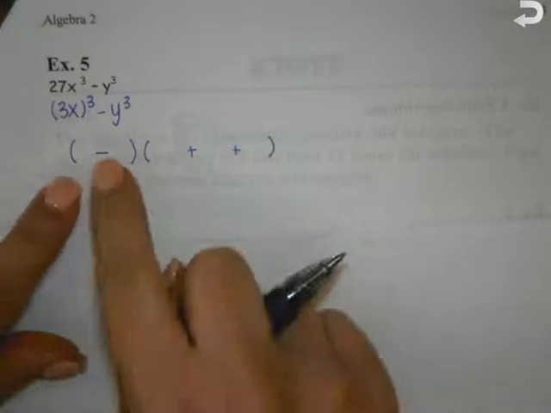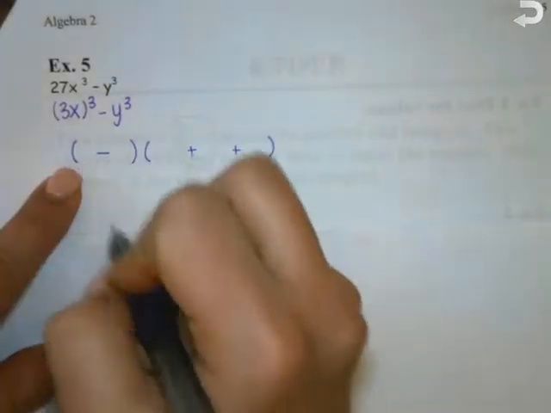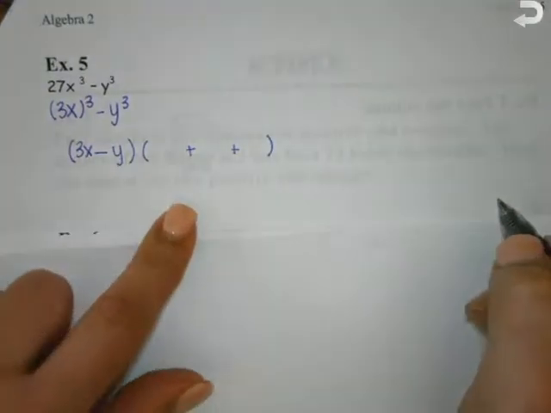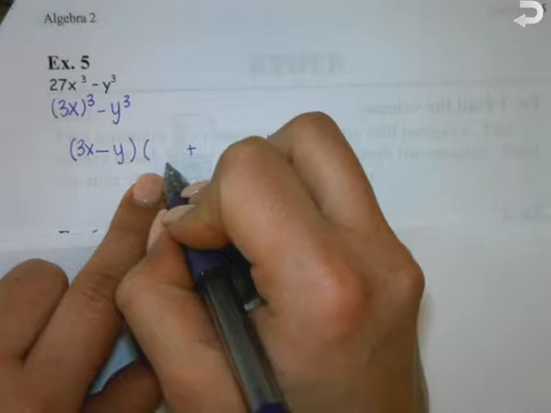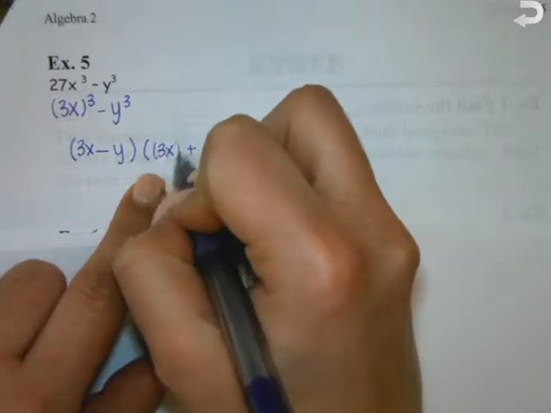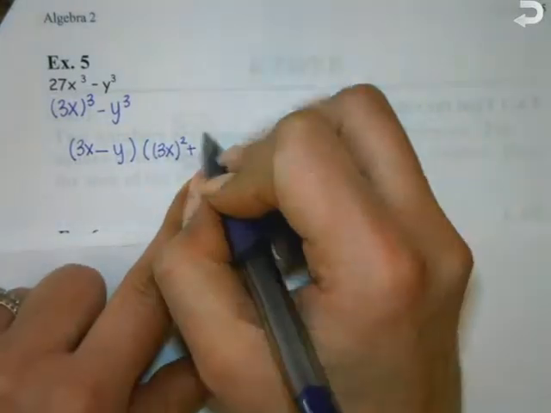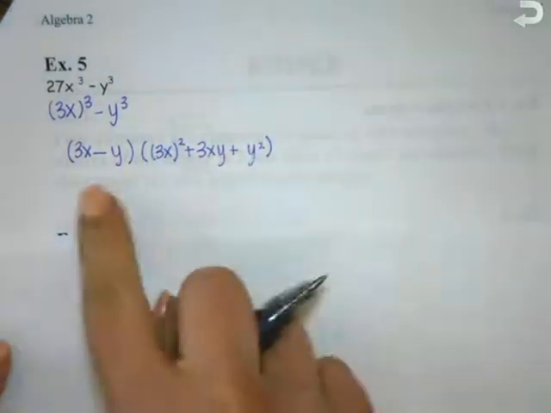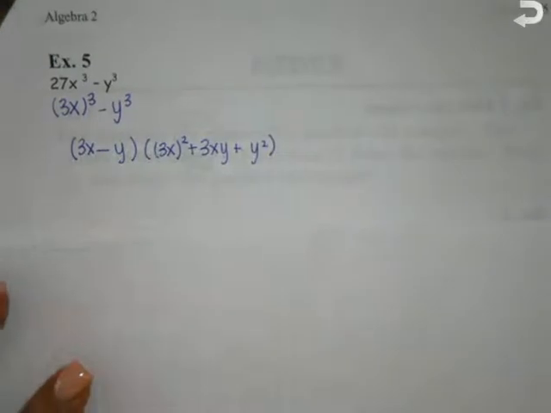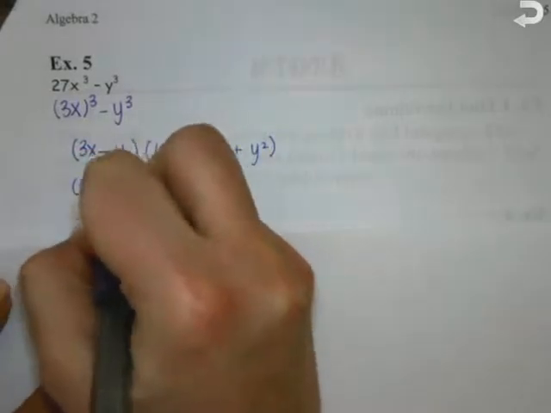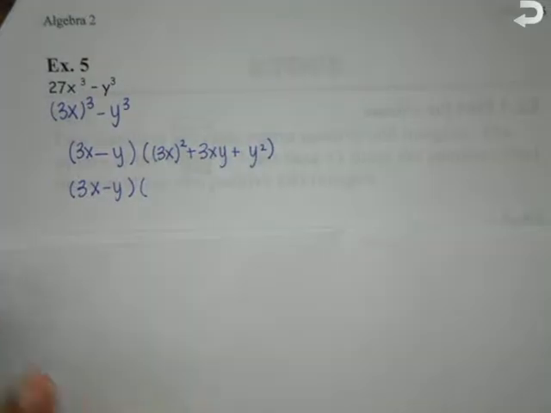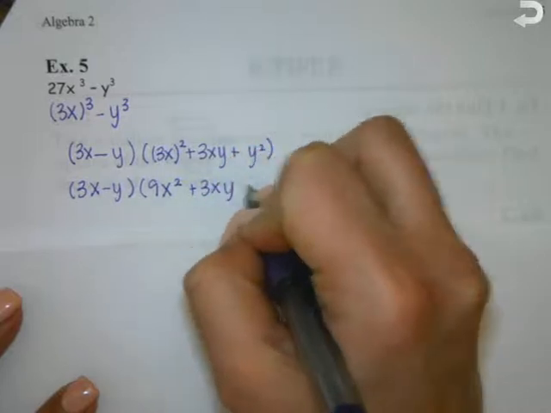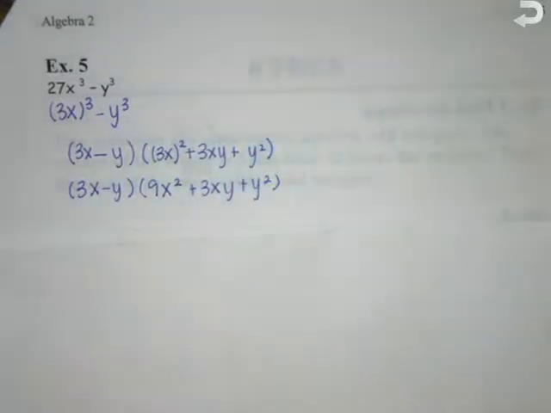Ladies and gentlemen, what goes in the first blank? 3x. What goes in the second? I know more of you know this than how many are answering. What goes in the next blank? 3x squared. The middle. And the last one? Okay. Is this simplified? No. 3x minus y. What would 3x squared be? Good. 9x squared plus 3xy plus y squared. And that's your factored answer.